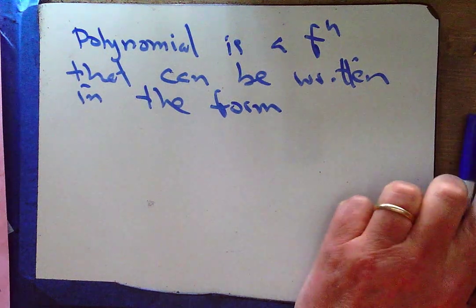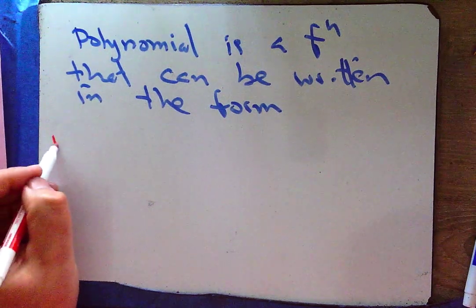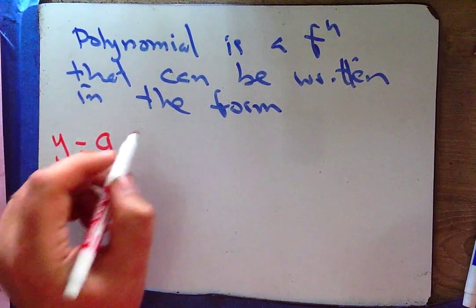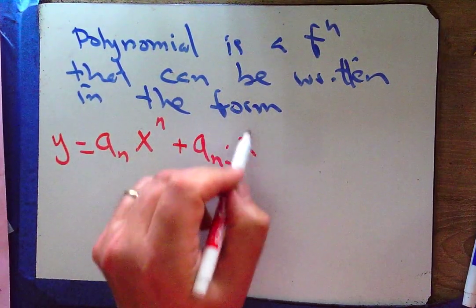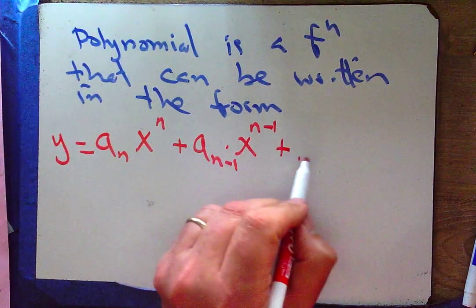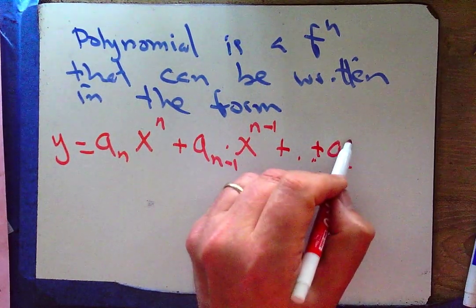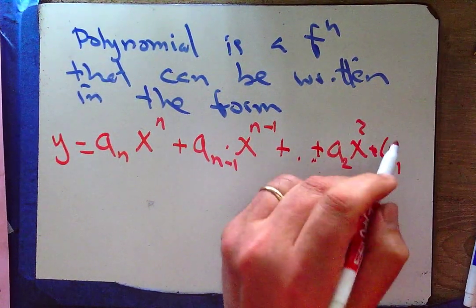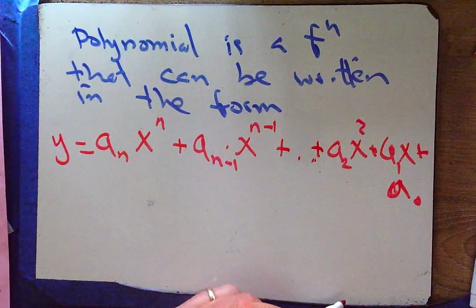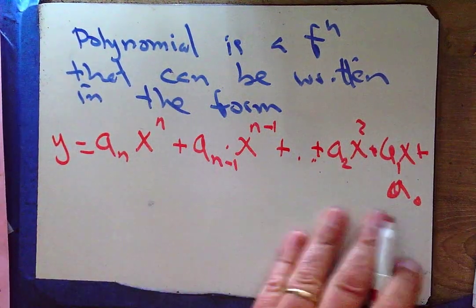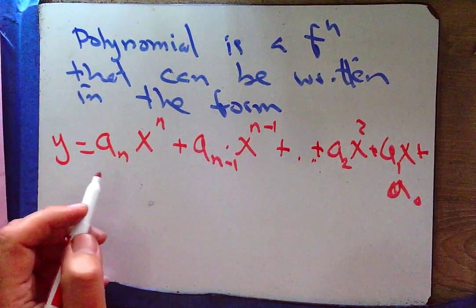Don't be scared about it until after I explain it, okay? Okay, so here's our polynomial. Y equals a sub n x to the n plus a sub n minus 1 times x to the n minus 1, and so on, dropping the power down by 1 each time until we get to a sub 2 x squared plus a sub 1 x plus a sub 0. So if we can write the function in this form, then the function is in fact a polynomial.